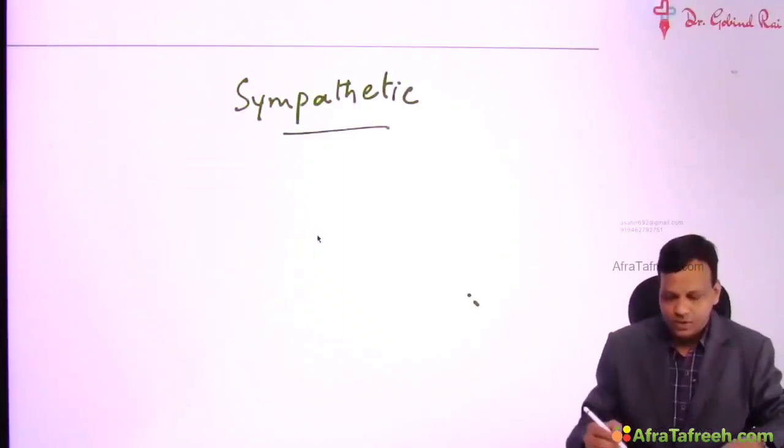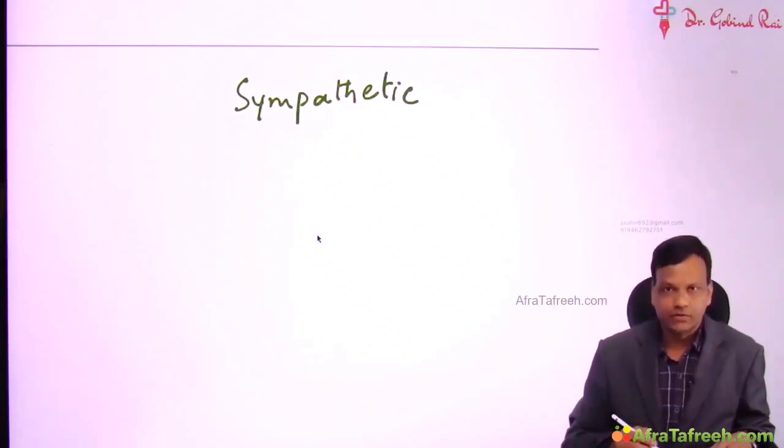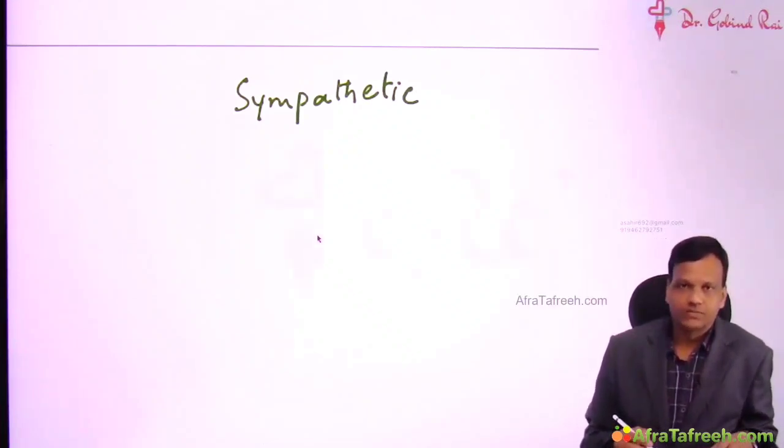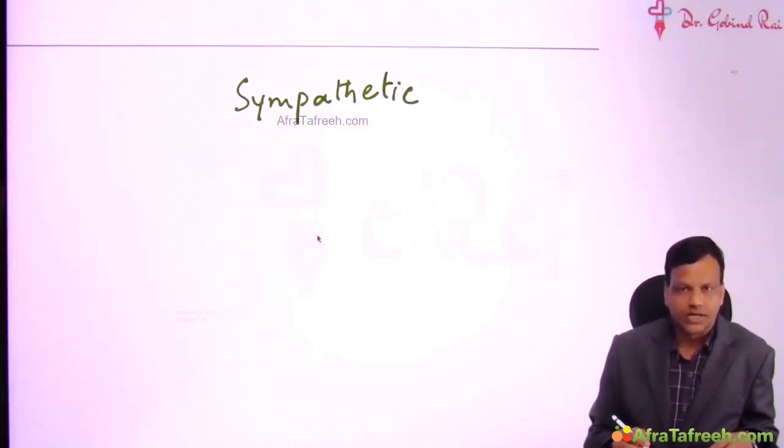Quick revision. The sympathetic system originates from the thoracolumbar area. It forms a connection in the ganglion, which is near the spinal cord. So preganglionic fibers are short, postganglionic are long. In the ganglia, the neurotransmitter, like every ganglia, is acetylcholine, whereas the postganglionic fibers mainly secrete noradrenaline.